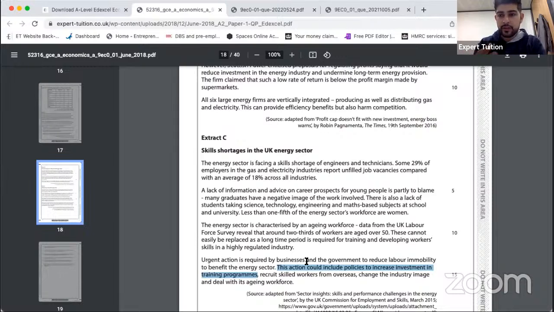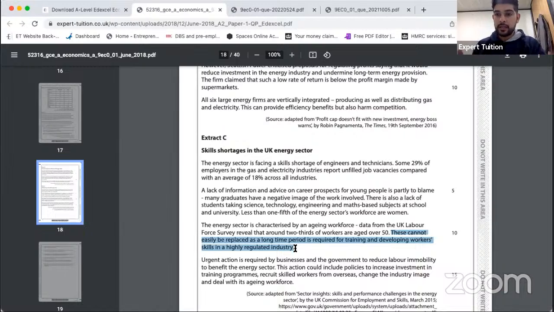This is not something that's going to immediately be rectified through education and training. And it literally says it in the data again. The data is so helpful. So it says, here we are, these cannot be replaced as a long time period is required for training and developing worker skills in a highly regulated industry. This is not a quick fix to the problem that they have, okay? So one analysis, one evaluation.